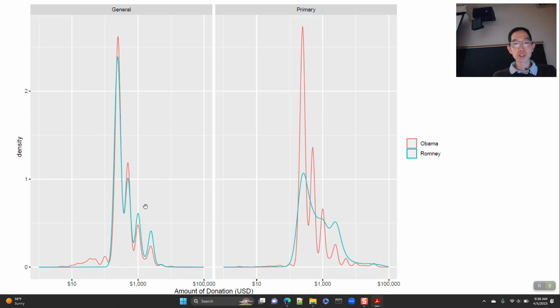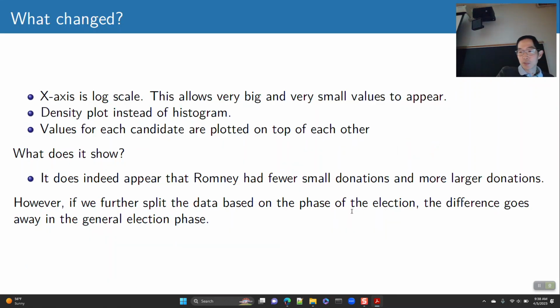And what we see is that during the general election, the distributions are quite similar. So there's not as much of a difference between Obama and Romney during the general election. When we see there's a lot of people at $2,000 donations, that huge difference came during the primary. So what does that mean? Probably you need a political expert or somebody familiar with the political landscape at the time to really make sense of it. But that's something worth exploring here.